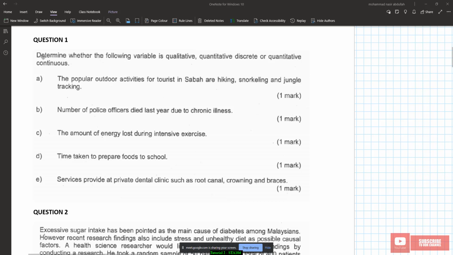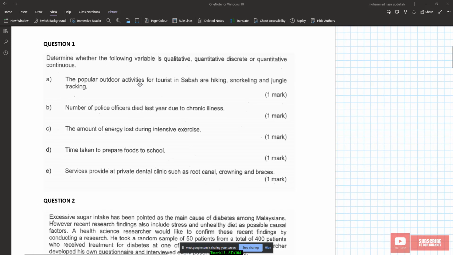So question number 1 says: determine whether the following variable is qualitative, quantitative discrete, or quantitative continuous, right? The popular outdoor activities for tourists in Sabah are hiking, snorkeling and jungle trekking. So this is apa? Qualitative variable or quantitative variable? The first one? Qualitative. This is a qualitative variable.